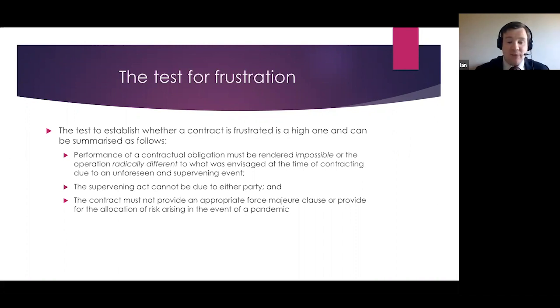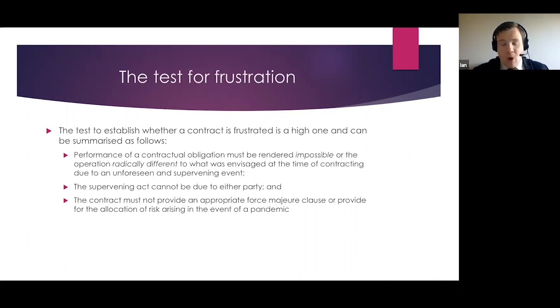The second is that the supervening act cannot be caused by or due to either of the two parties to the commercial lease. And the third is that the contract must not provide an appropriate force majeure clause or provide for the allocation of risk arising in the event of a pandemic. So effectively, neither party must have been able to foresee that this was an issue that was likely to arise during the course of the commercial lease.